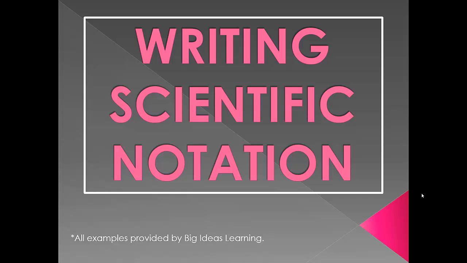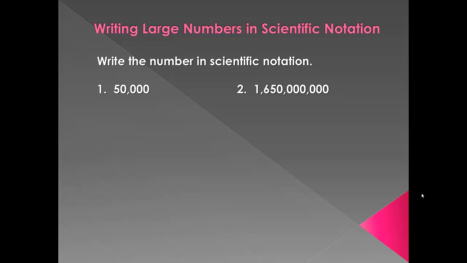Today's lesson is on writing scientific notation. First, we're going to look at writing large numbers in scientific notation. So our first number is 50,000.